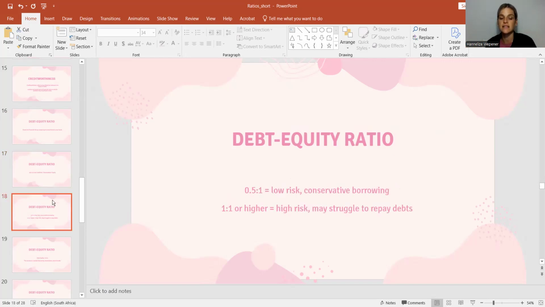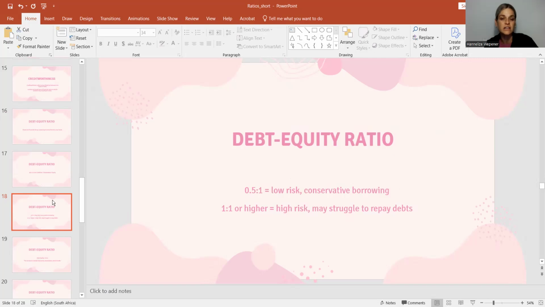However, we are going to say that if it is between 0.5 to 1 and 1 to 1, we are going to say that this is a moderate risk. It's moving toward a high risk. But if it is below 0.5 to 1, we are going to say that we are low risk.